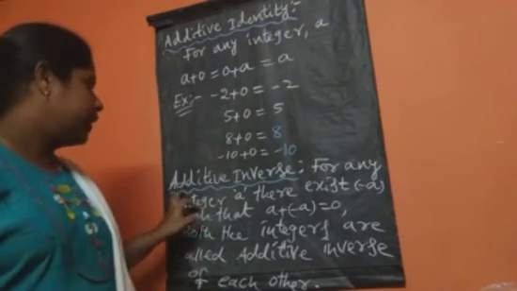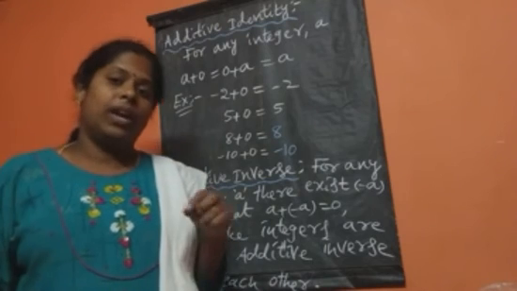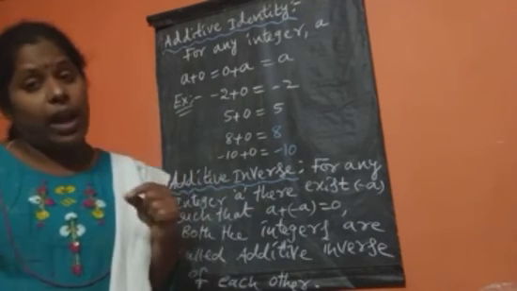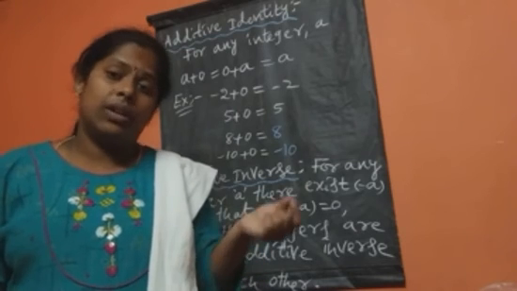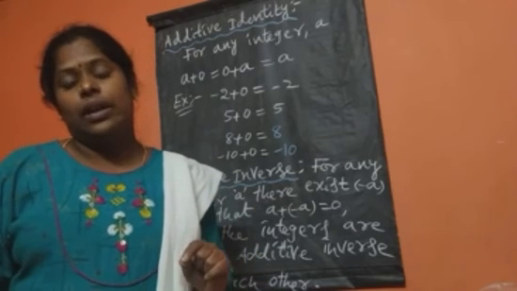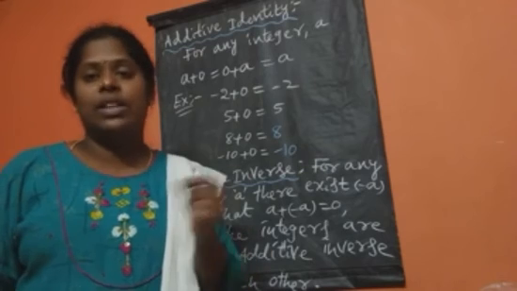So additive inverse. What is meant by additive inverse? If we add a number to any number and that addition becomes 0, those two numbers are said to be additive inverses of each other.